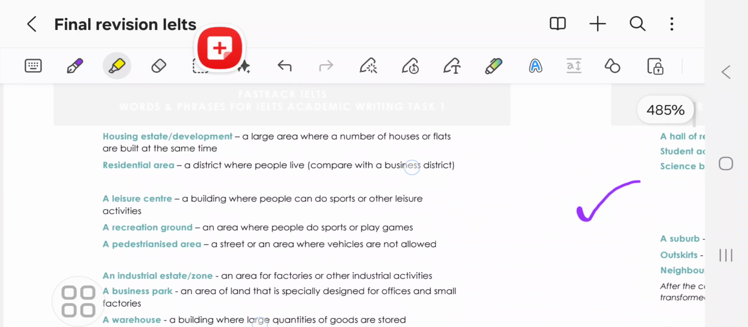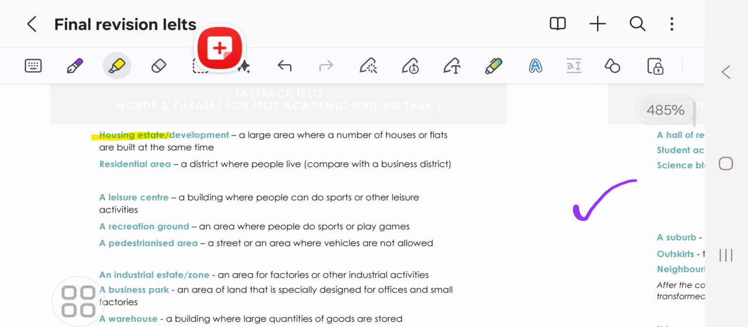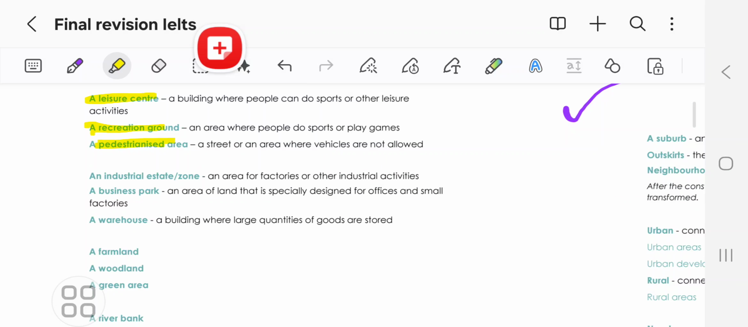Okay, so now there are more words, for example, housing estate development. We're talking about residential area, we've got leisure center, recreation ground, pedestrian area. So these words are also important for speaking and for writing tasks too, and different words. Industrial estate, talking about business park.